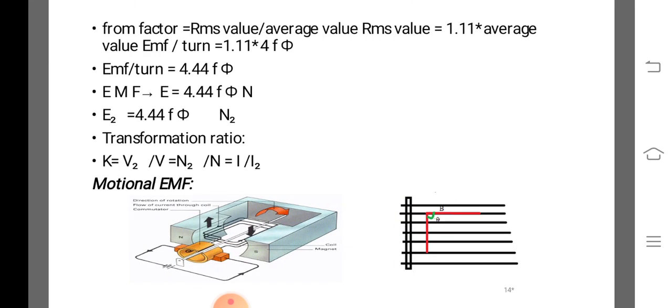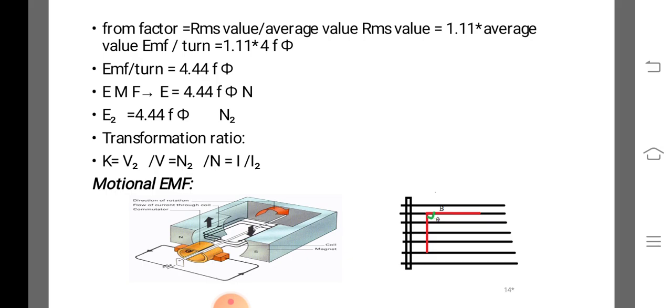f. Form factor is the RMS value by average value. Already we know the constant value of RMS, 1.11, times the average value. EMF per turn equal to 1.11 into 4f phi. So EMF E equal to 4.44 f phi n. The transformation ratio is K equal to V2 by V1 equal to N2 by N1 equal to I1 by I2.